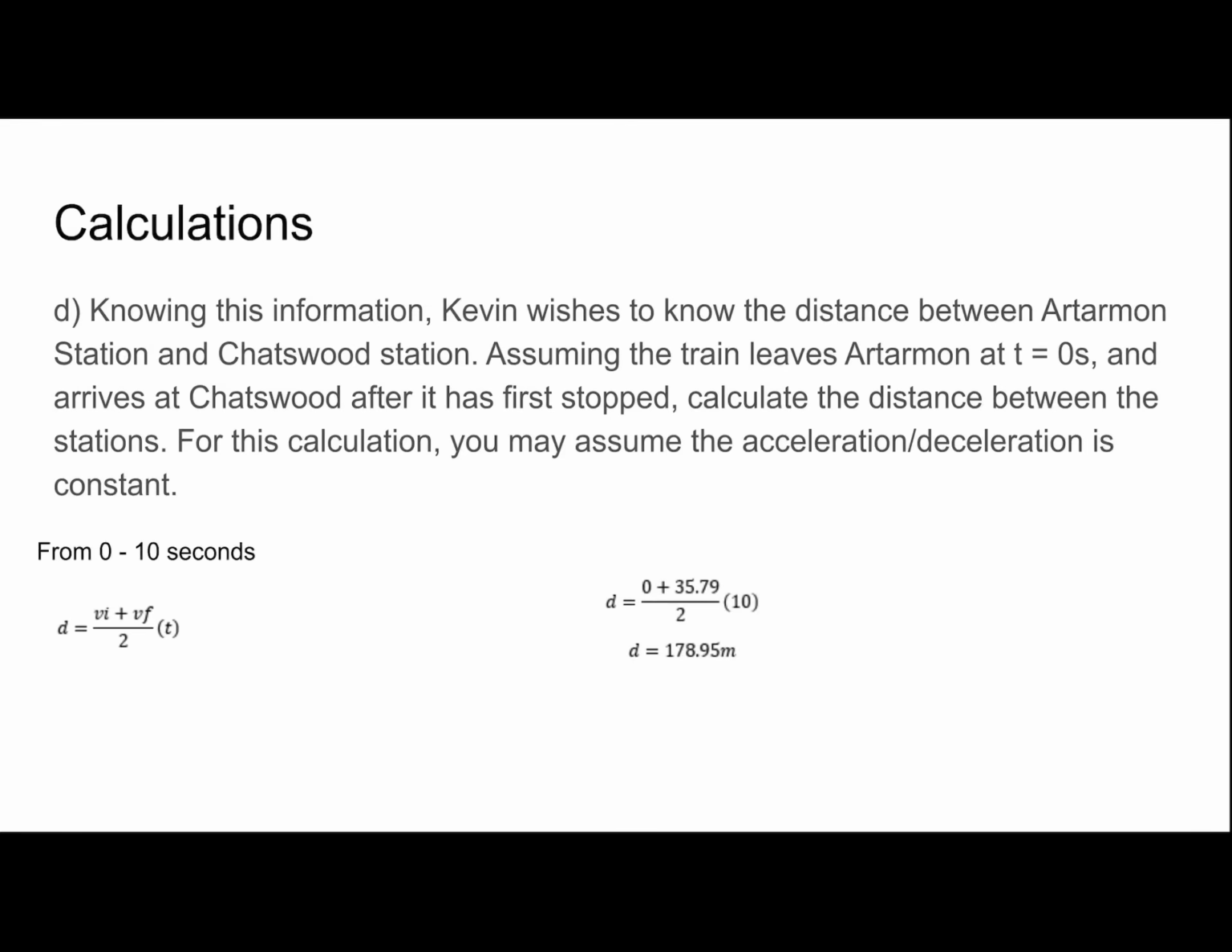And the 35.79 was figured out in the previous question. Remember that when we were calculating the average acceleration, we had to work out the final velocity. So 35.79 was the final velocity there. So our distance traveled in this case is 178.95 meters.